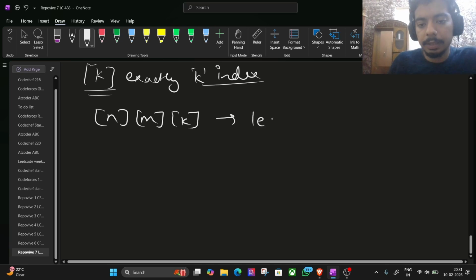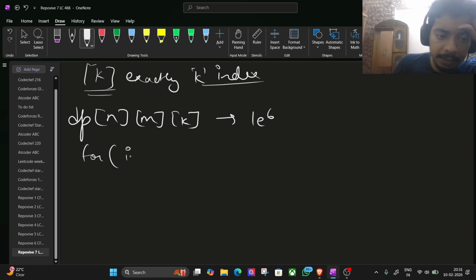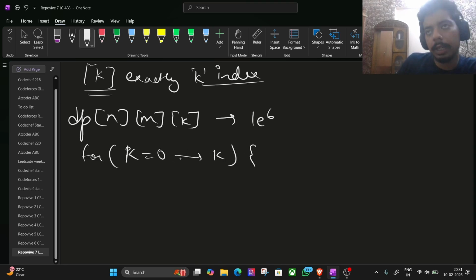Okay, so 1e6, 1e2 into 1e2 into 1e2. So now after making this dp, what do you have to do? Iterate for all k's. Let's say my k goes from 0 to k. These are all the k's that I will find. In code, you can write it as C, which means total chosen indices, from 0 to k.